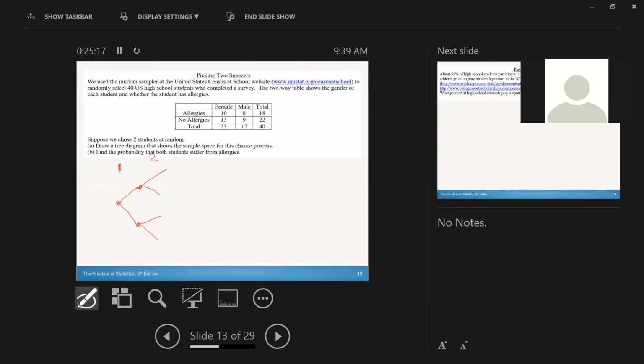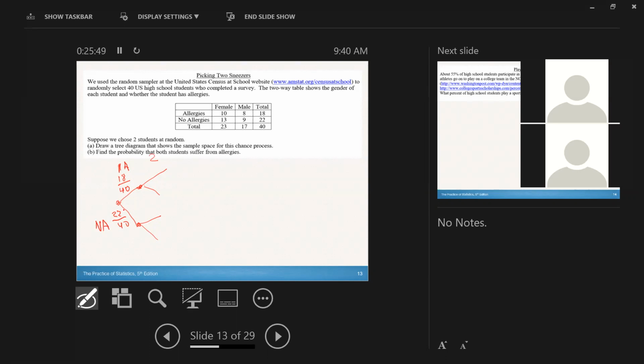Edwin, I'm going to ask you to help me out on this one, okay? Did you figure out the probability that our first student, don't worry about gender, has allergies? 18 over 40. Awesome. So that would be 18 out of 40. So then what's the probability that they don't have allergies? 22 out of 40. Great. So I'm going to write it like that, and I'm going to put NA for no allergies.